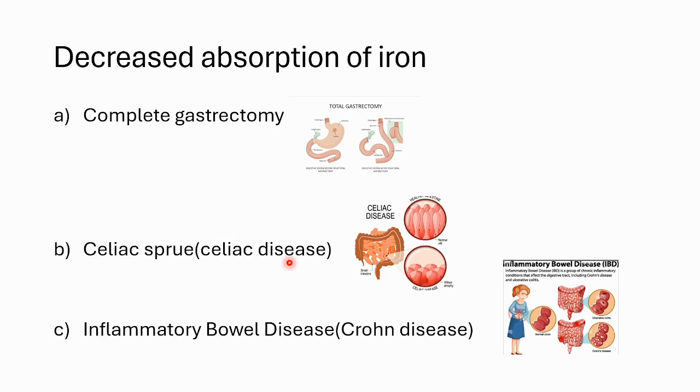So now let's cover the final cause or the fourth cause, which is decreased absorption of iron. This means the body is not absorbing enough nutrients, even if the diet is adequate. Although rare, it occurs in certain medical conditions, such as complete gastrectomy, where there is the surgical removal of the stomach which impairs the nutrient absorption. Also in celiac disease, where the gluten damages the intestine, causing nutrient malabsorption. And also in inflammatory bowel disease, especially Crohn's disease, which can inflame and damage the digestive tract, making iron absorption difficult.